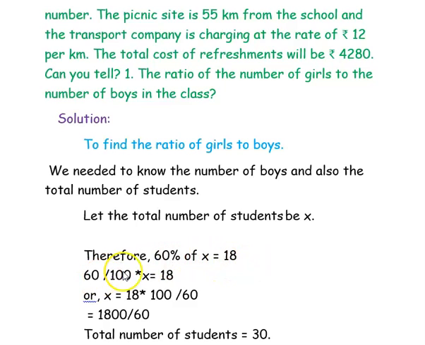Okay, so 60% is nothing but 60 divided by 100. Of, in mathematical terms, means multiplication. So, 60 divided by 100 into X equals 18. Now, we are going to solve for this X. So, now X is equal to 18 into 100 divided by 60. So, 18 into 100 is 1800 divided by 60. So, 0 will get cancelled. 180 divided by 6 will be 30. So, the total number of students is 30.